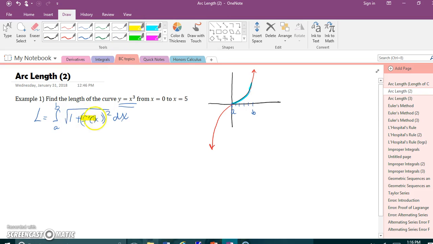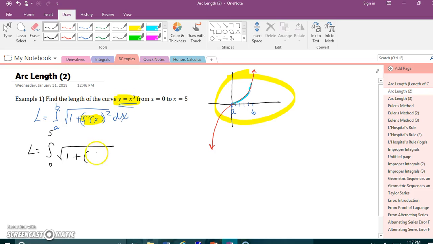Now keep in mind, whenever we have f prime here, it's going to be the derivative of whatever curve you have, the curve you're finding the length of. So my length of my curve is going to be my integral. A and B are the endpoints that you're on, so I'm going from 0 to 5, and I have the square root of 1 plus. Now the derivative for this one's very easy. It's just 3x squared. Sometimes they're going to be a little bit more involved than that. And I have dx.